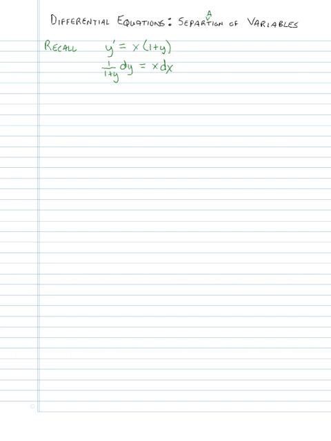Now, actually, I'm not going to solve this. I want to make a point about the way this can be written. Notice that on the left side, the 1 over 1 plus y could be thought of as a function of y. So I'm going to call that function n. And on the right side, the x can be thought of as a function of x. I'm going to call that m.